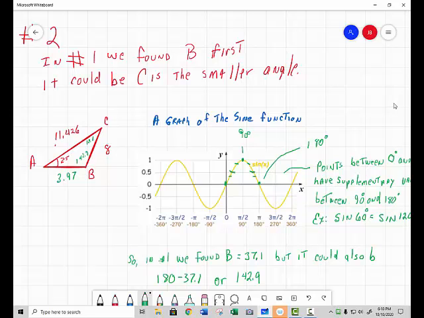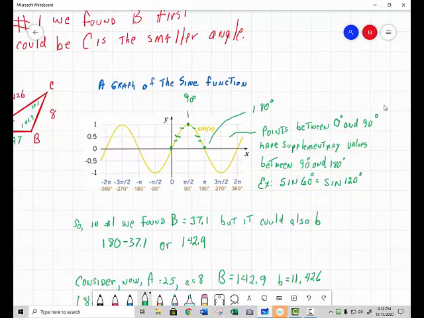For example, if you looked at the sine of 60 and the sine of 120, now 120 plus 60 is 180. Those are supplementary angles, and the sine of 60 is the same thing as the sine of 120. Let's see if I can do that on a calculator real quick just to show you.